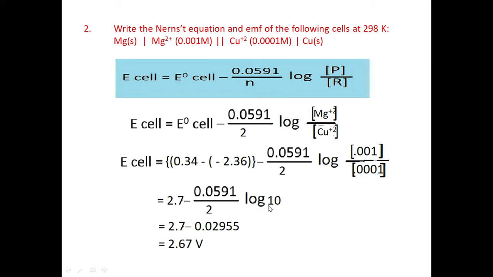Finally we got log 10, and the value of log 10 is 1. By dividing 0.0591 by 2, we got this expression. So this is all about the question based on the Nernst equation. Finally we got the EMF, that is 2.67 volt. So these are the questions which are based on the Nernst equation.